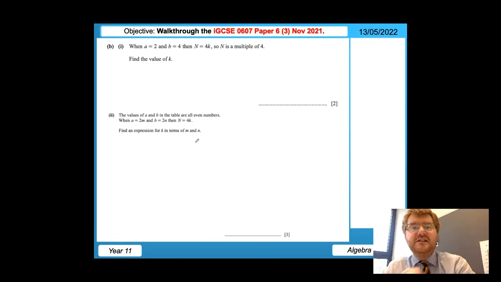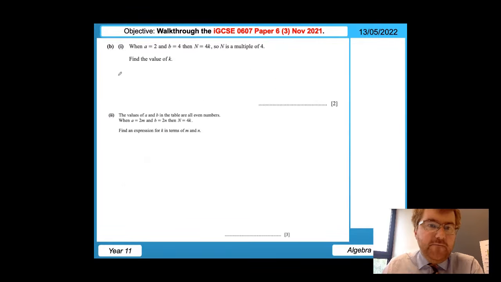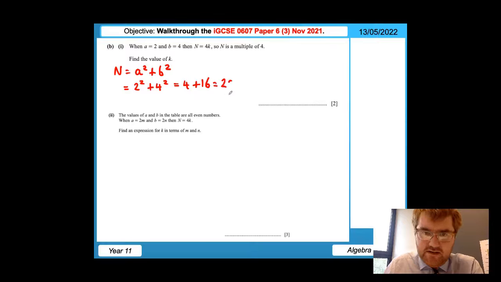Right, so now let's use this table. So when a is equal to 2 and b is equal to 4, then n is equal to 4 times some number k. So we need to find out what k is. Now remember, n, we were told this is equal to a squared plus b squared, what I've underlined. So what we need to do is work out what n is equal to a squared plus b squared. Communication is very important on this paper, so show the examiner exactly what you're doing. So we're going to do 2 squared plus 4 squared. So that's going to be equal to 4 plus 16. Again, you can use your calculator for some of this, is equal to 20.